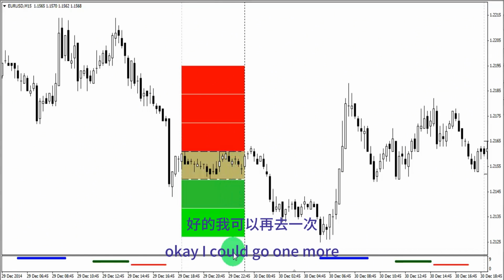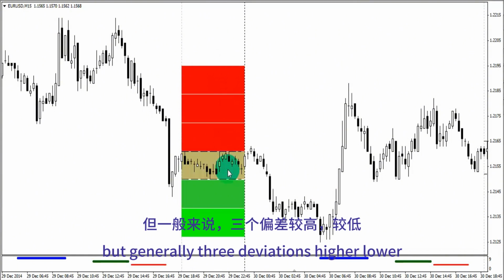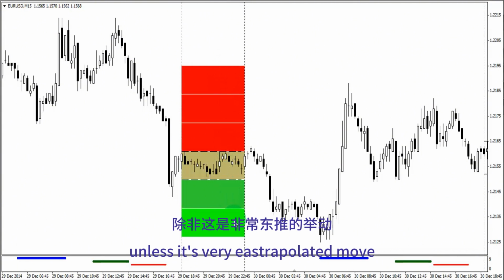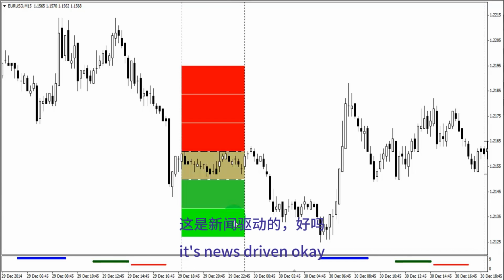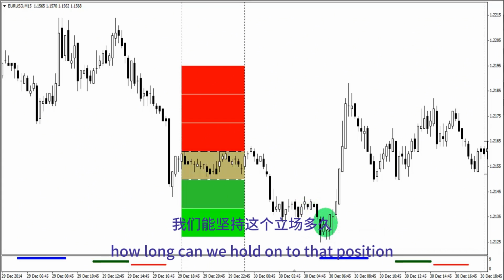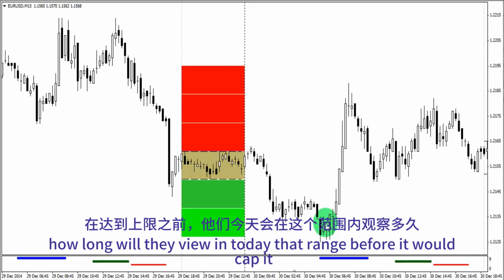I could go one more, but generally 3 deviations higher or lower is about the standard that the market will move, unless it's a very extrapolated move that's news driven. But in here, if we're looking to be a buyer down here, how long can we hold on to that position? How long will they view that range intraday before it would cap it?